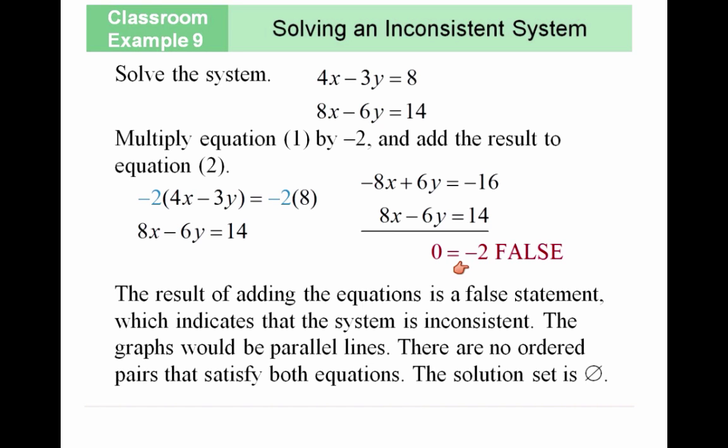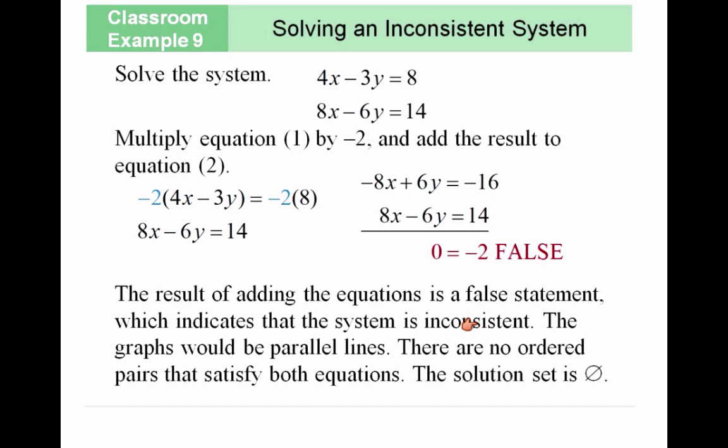So when that happens, what kind of line are you looking at? Obviously, they're not the same line because the constants here are not the same. So those two lines are what? Parallel, yeah. So the result of adding the equations is false, which indicates that the system is inconsistent. The system is inconsistent only when there's no solution for it. Otherwise, it would be consistent.